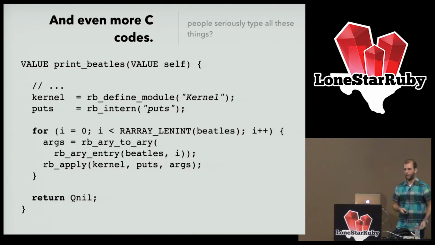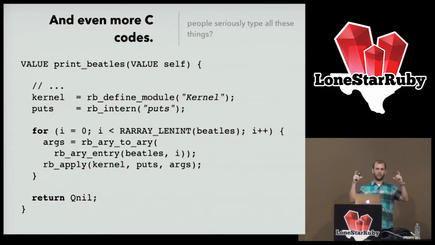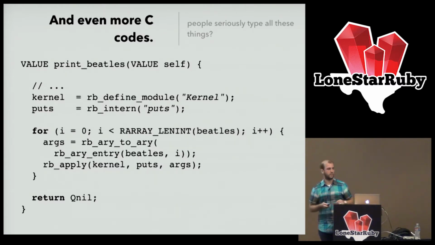And then just a quirk of the C extension API is that when you call send on a method, or on a class, you have to wrap all the arguments in an array. So we take something out of the array, we put it in its own array, and then we can use that. RB apply is basically like calling send on an object. So RB apply, kernel puts args, says kernel.send puts args.